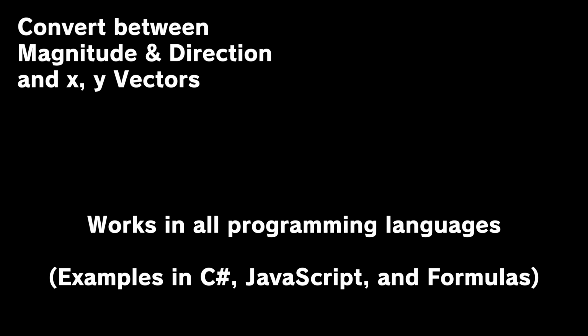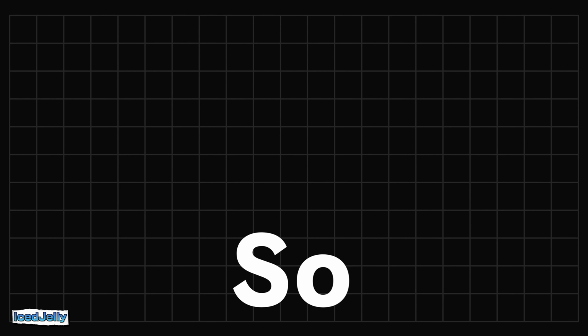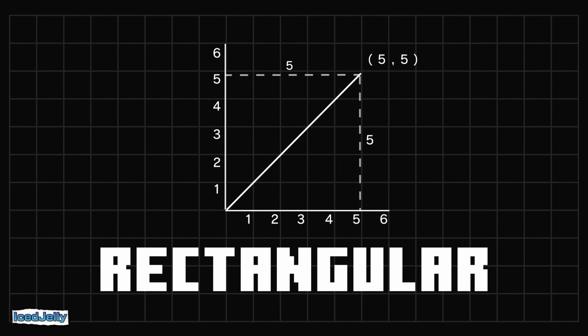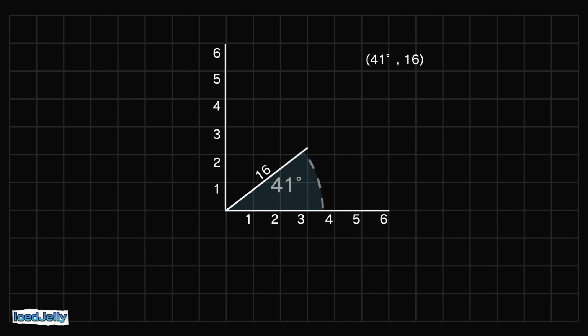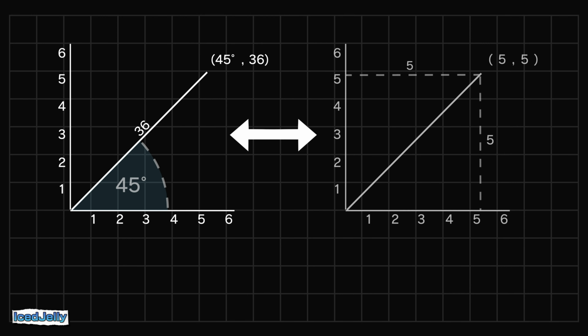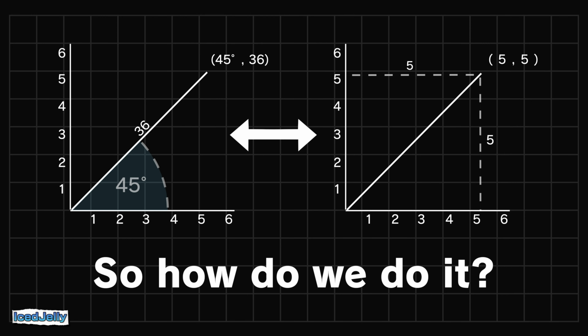Converting between magnitude direction vectors and xy vectors. It should work in all programming languages. Okay, so today we're going to be changing a rectangular vector made up of x and y into a polar vector made up of direction and magnitude and vice versa. So how do we do it?